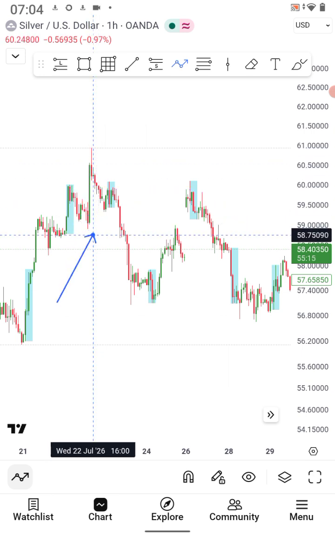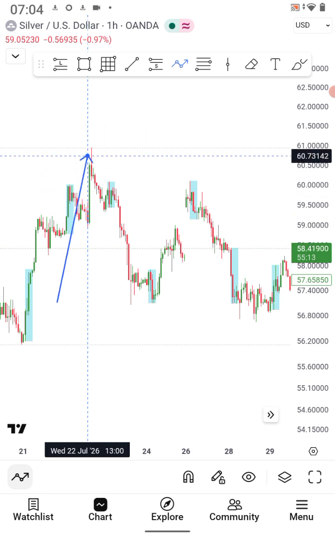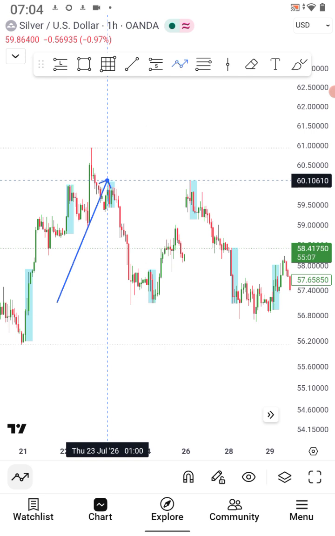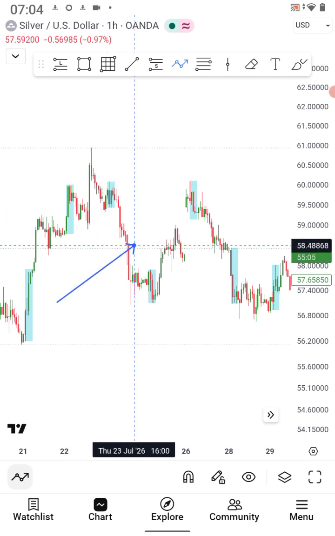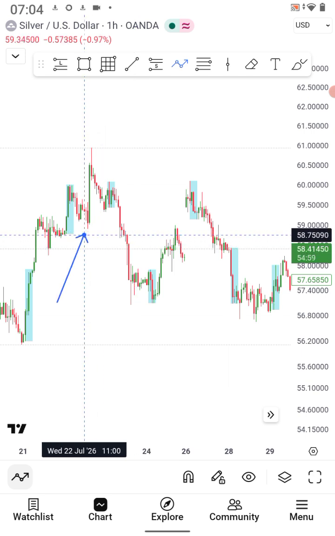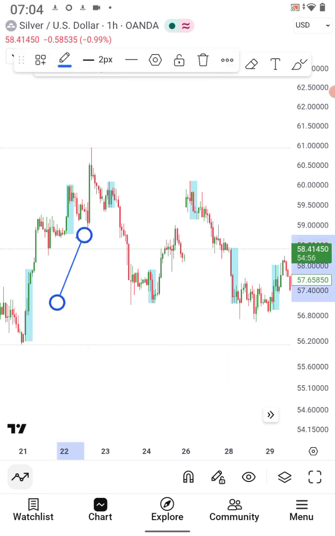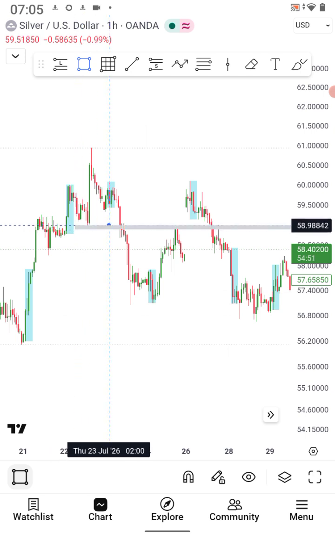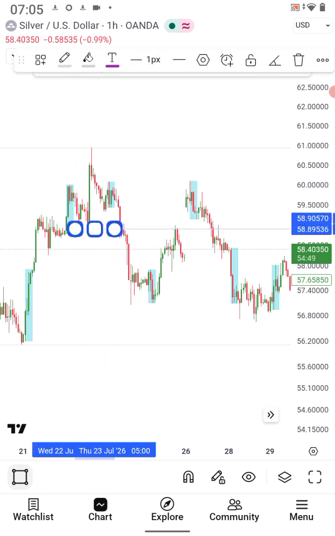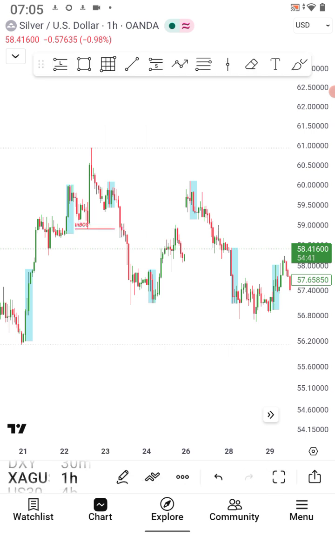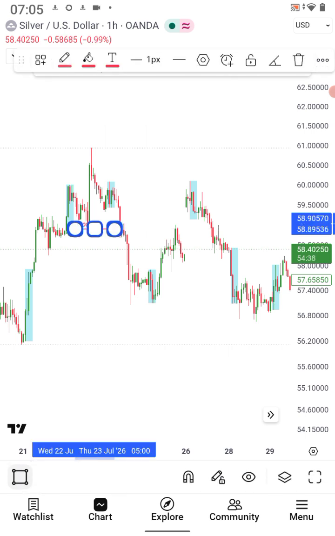Now what happened? Price went up. When price came here, it did as if it was going to respect it, but did not respect it, and then dropped, disrespected it, and went below it. Now I'm going to mark that price came and it came below it.